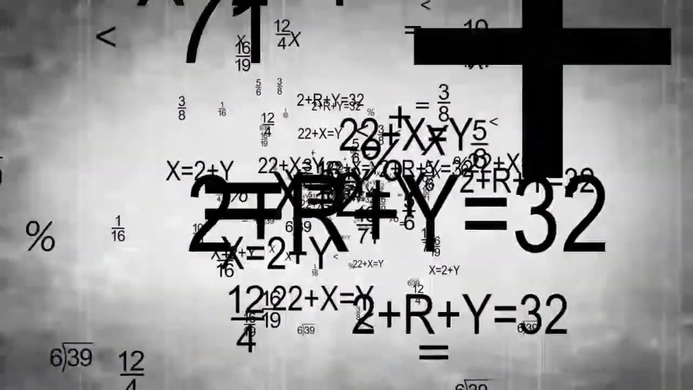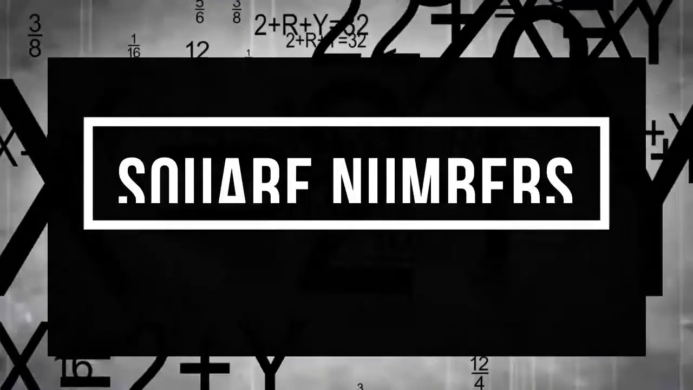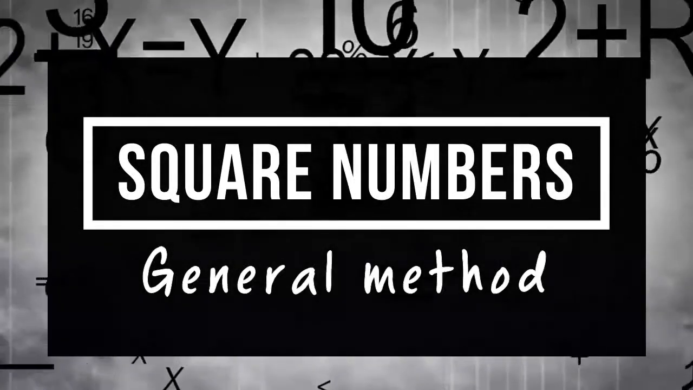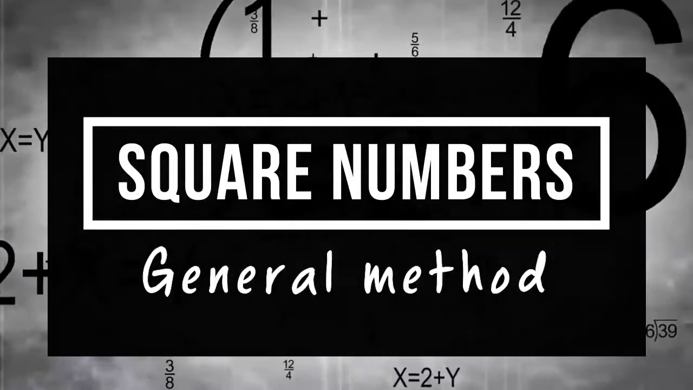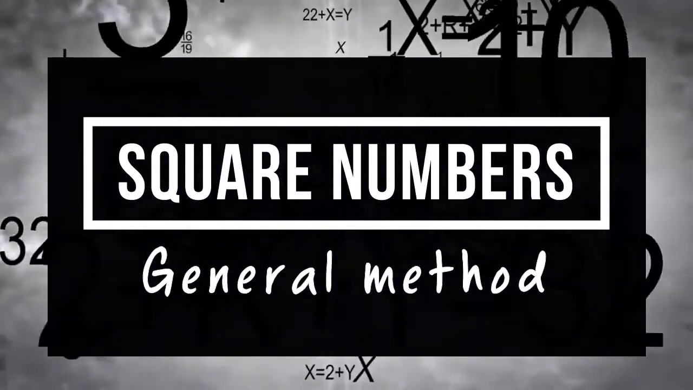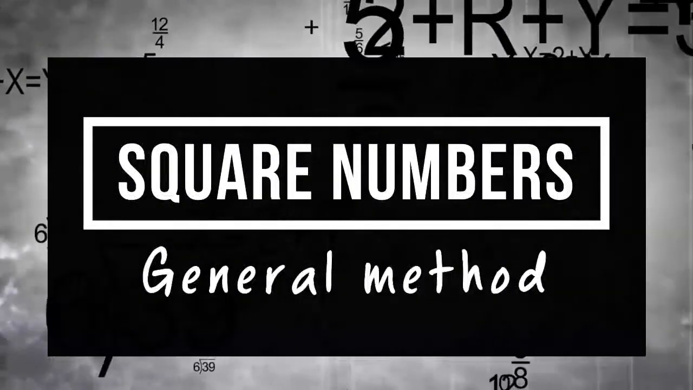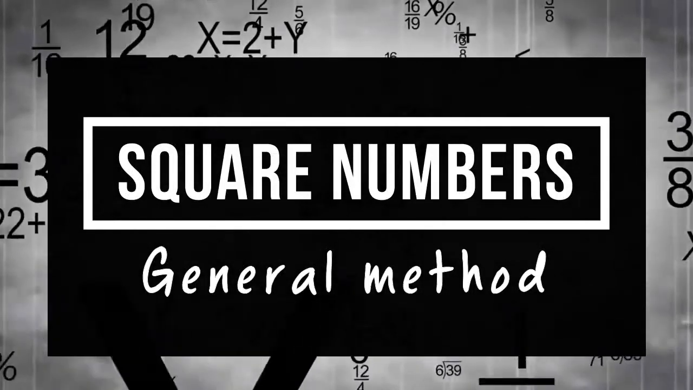Now, we are going to learn how to find out any square you want to. This method is a general method. It is applicable to any square numbers. Gradually, for this technique, we will start with squaring a two-digit number and then we will proceed towards any number.